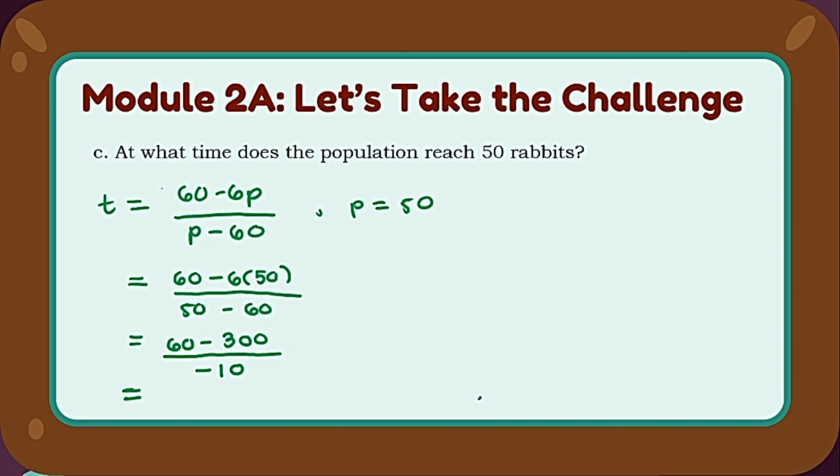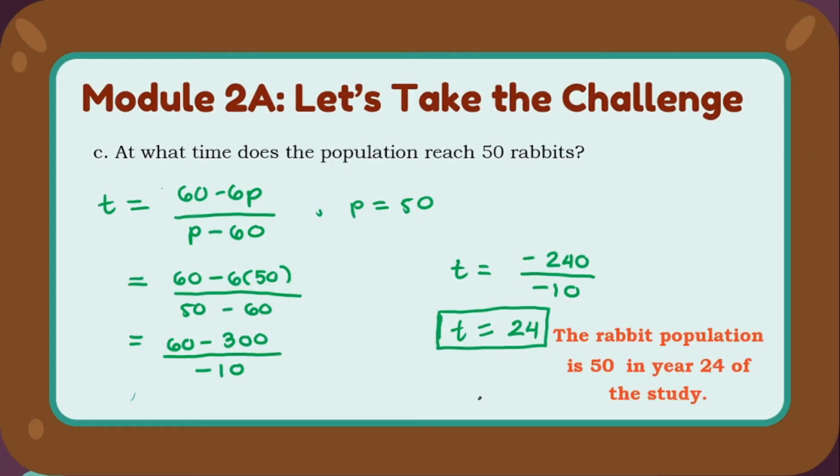And then, what is 60 minus 300? That is negative 240 over negative 10. So what is negative 240 divided by negative 10? The answer is 24. t is equal to 24. Therefore, the rabbit population is 50 in year 24 of the study.